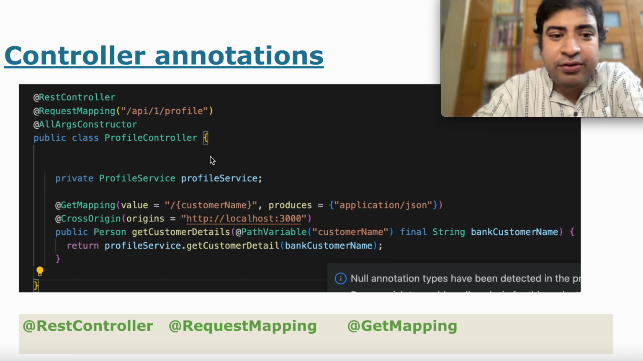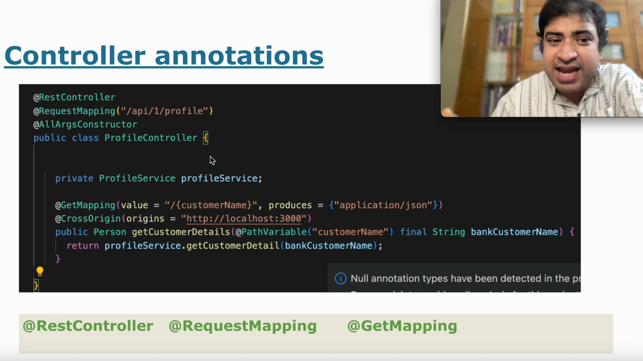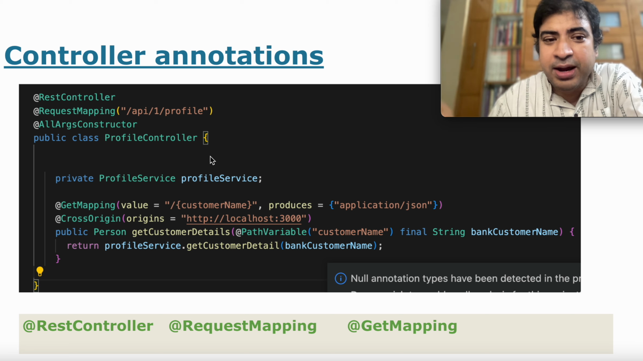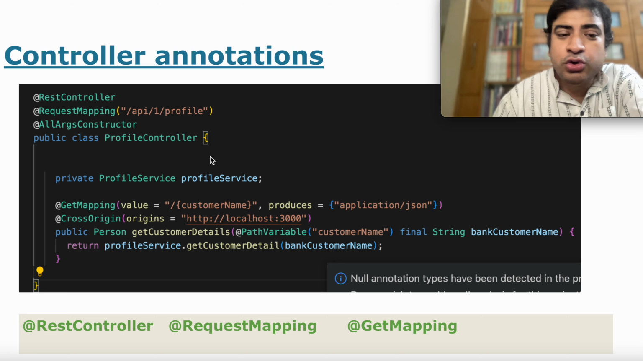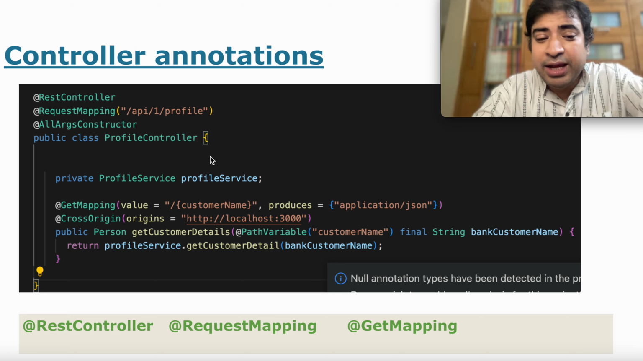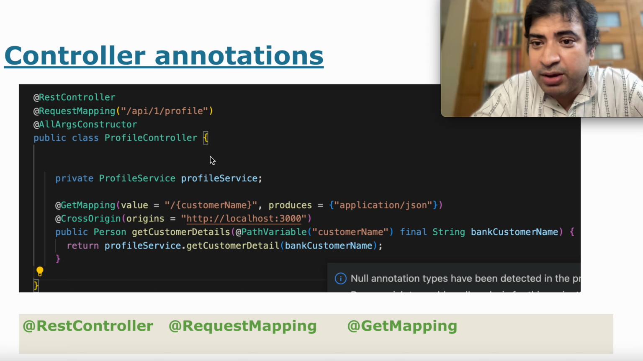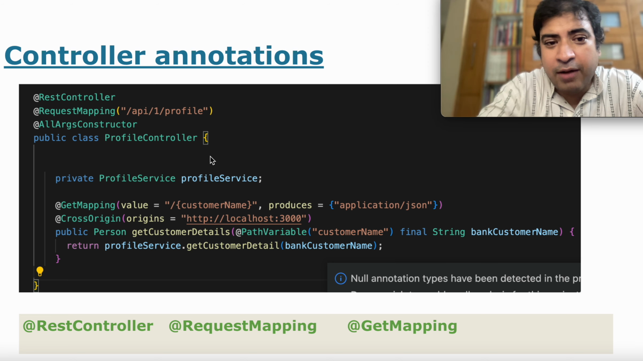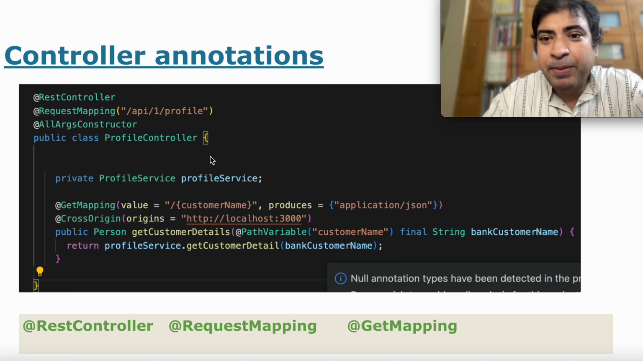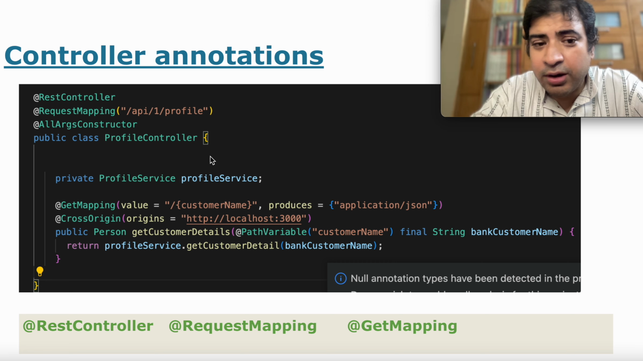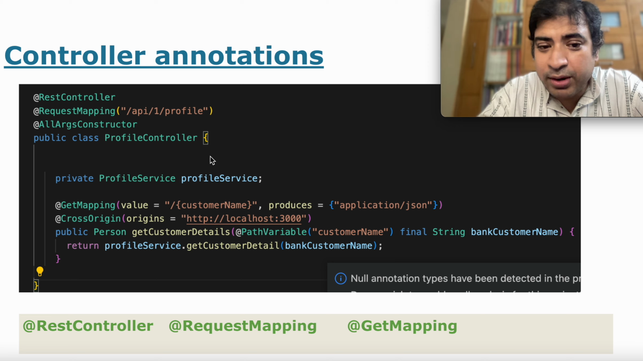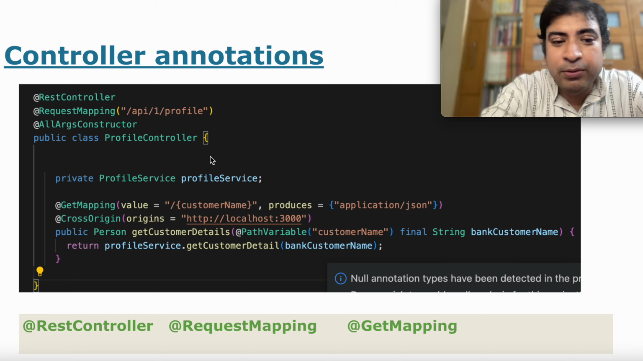The next annotation, @RequestMapping, tells Spring Boot that any request which maps to the URL API/1/profile should be mapped to this class. And then we can have different methods within this class, where each method can have a subsection or sub part of the URL, which is the last part of the URL after that profile, so that when that particular URL is requested, that specific method will be called. Say for example, under profile, we can have maybe 4 URLs. Each of the 4 URLs can be mapped to 4 different methods.